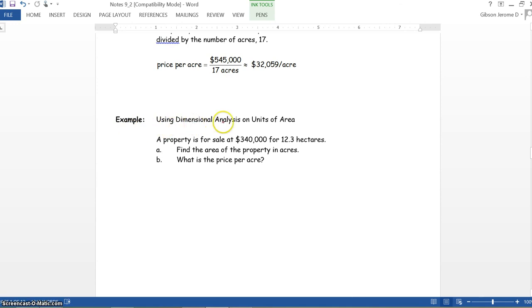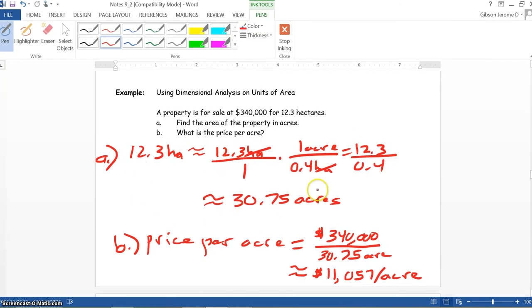It says here, use dimensional analysis on units of area. A property is for sale for $340,000 for 12.3 hectares. Find the area of the property in acres. What is the price per acre? Okay, class, I took the liberty of filling this out. It said the property is for sale at $340,000 for 12.3 hectares. Now we want to find the area of the property in acres.